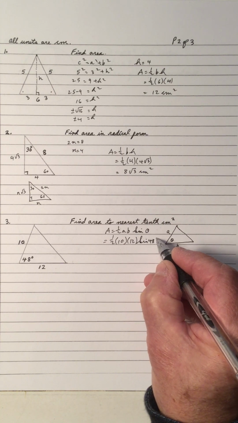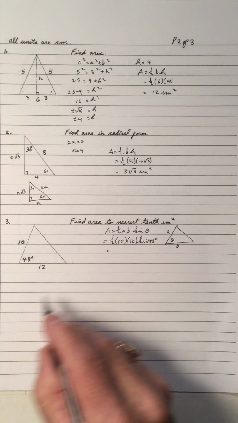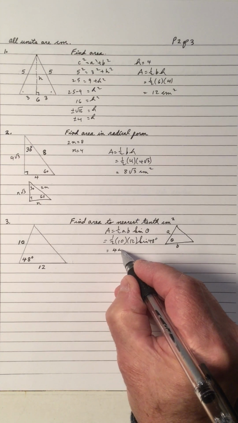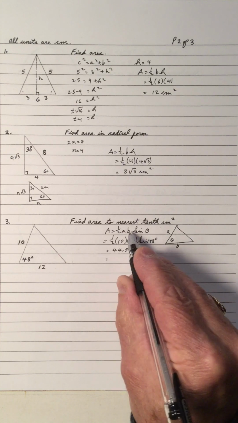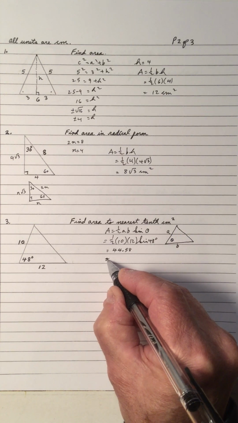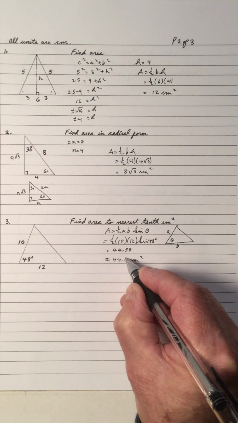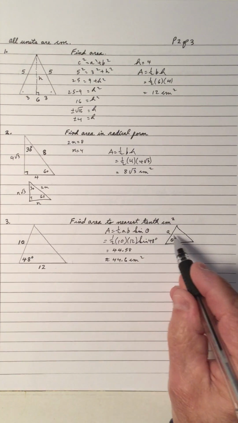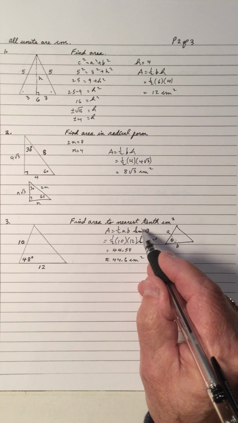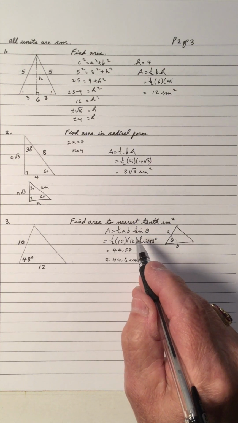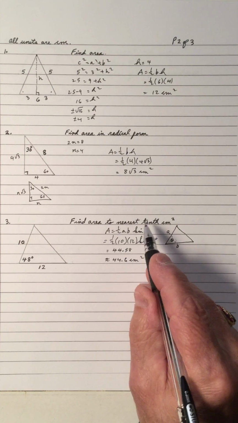sine 48. You plug that into your calculator, and you'll come up with 4.58, and you want to round it to the nearest tenth, so that's approximately 4.6, and it's centimeters squared. So that's if you have two sides of a triangle and an included angle, you can use this formula, because we practiced this formula when we did the sine law and the cosine law. Actually, the sine law is derived from this formula.